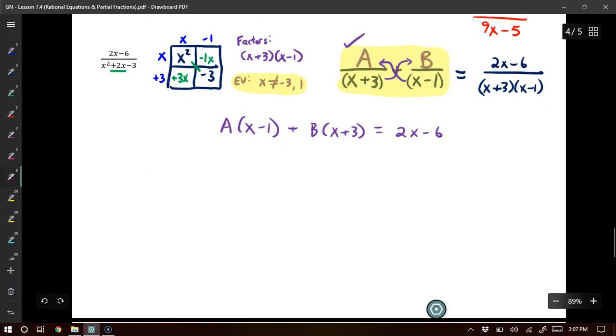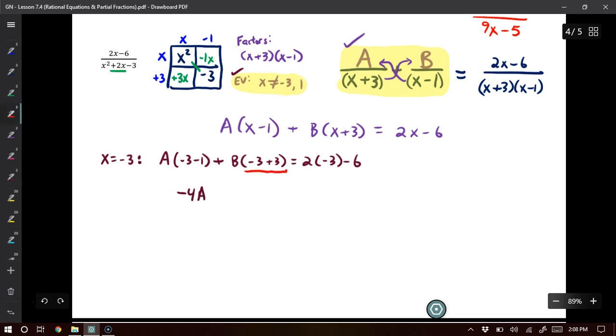And I said the second key to solving is right here: your excluded values. X, and I'm going to plug them in, -3. So A times (-3 - 1) plus B times (-3 + 3) equals 2 times -3 minus 6. And notice the first one gives me -4A. -3 + 3 is 0 again. I mean, look at that. 0 times B is 0. It goes away. So it seems like that's always going to happen. And 2 times -3 minus 6 is -12.